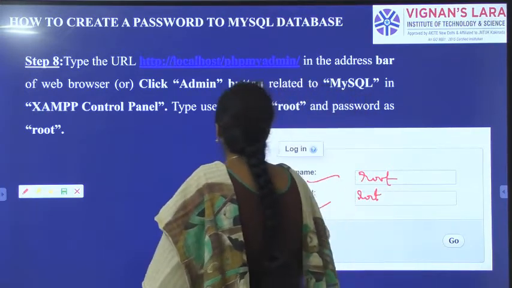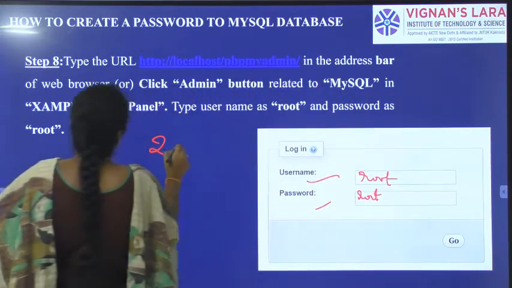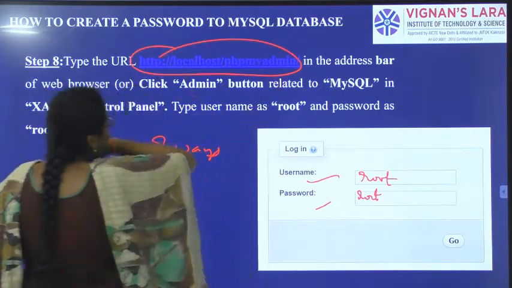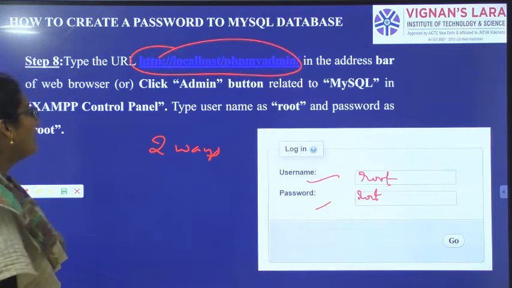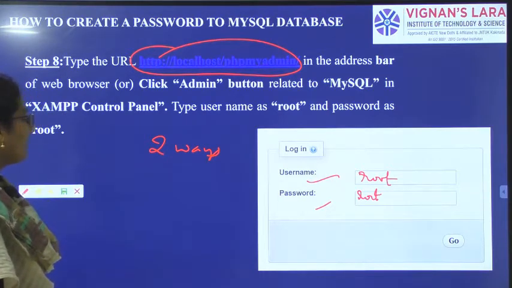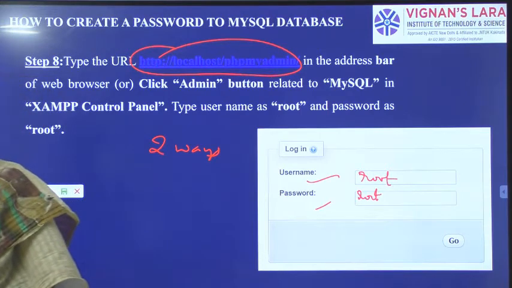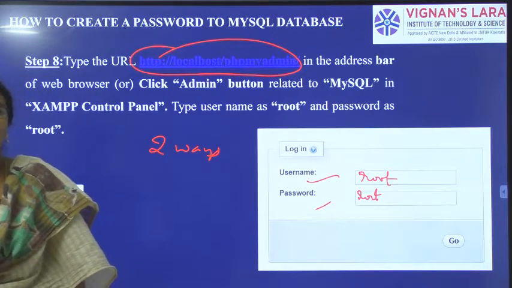Using both username and password as root, you can log in in two different ways. Either you can type the URL in the web browser, or you can click on the Admin button of MySQL in the control panel and type the username and password to log in. This is how you can change the password in MySQL.